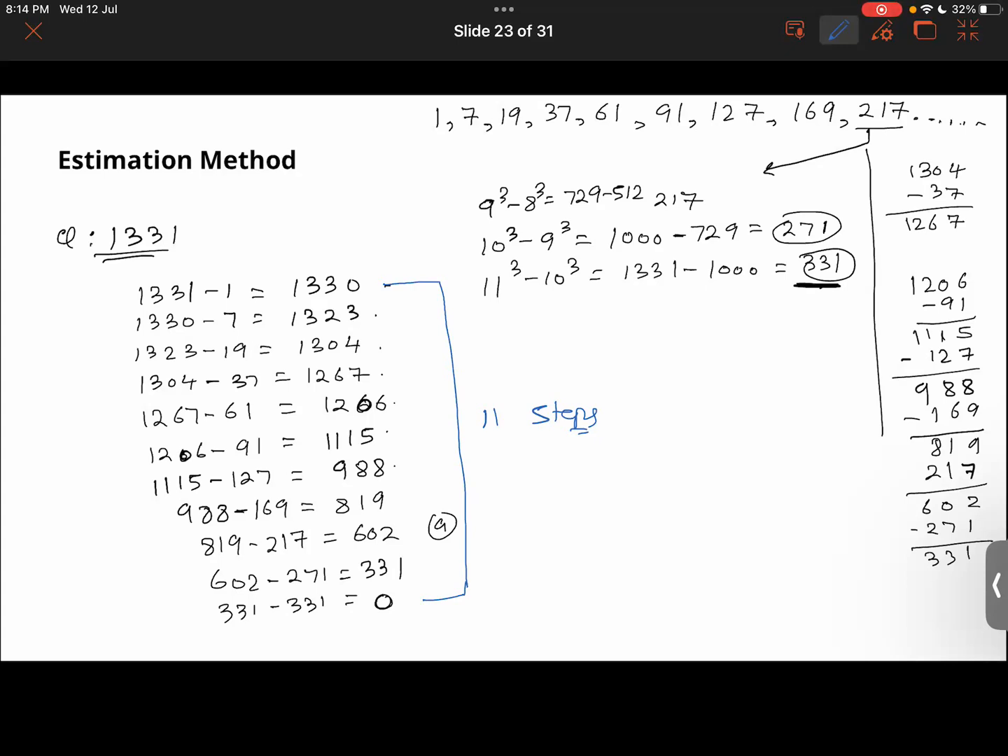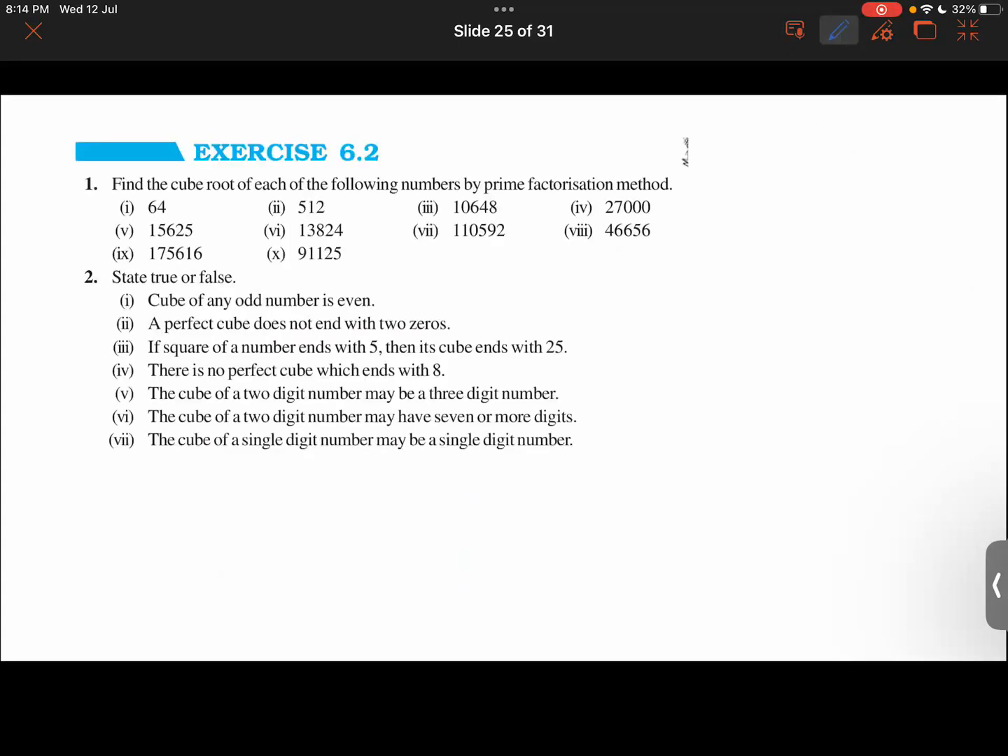Okay. All right. Now, see the questions given in the exercise here. Do you guys have any problem in these questions? In the first one, it's pretty easy. By the factorization method, these questions can be solved. And the statement is true. Second statement, see that one as well.